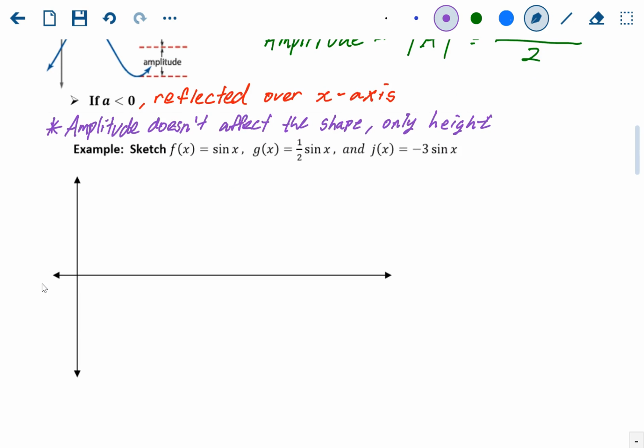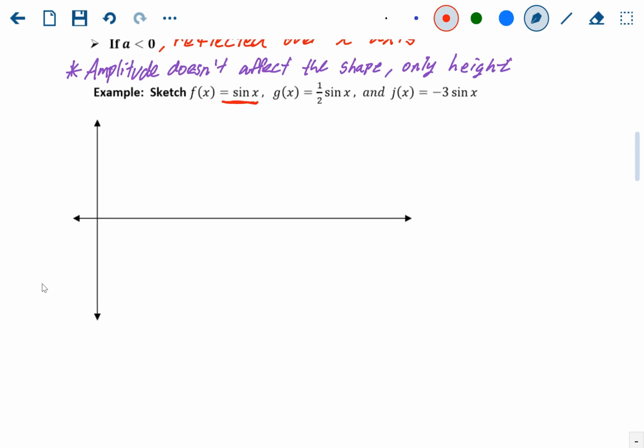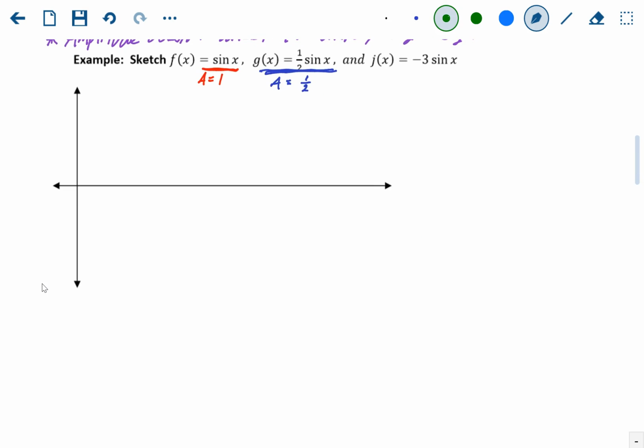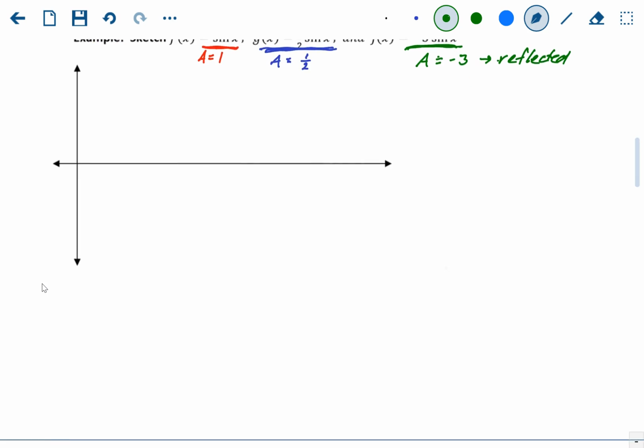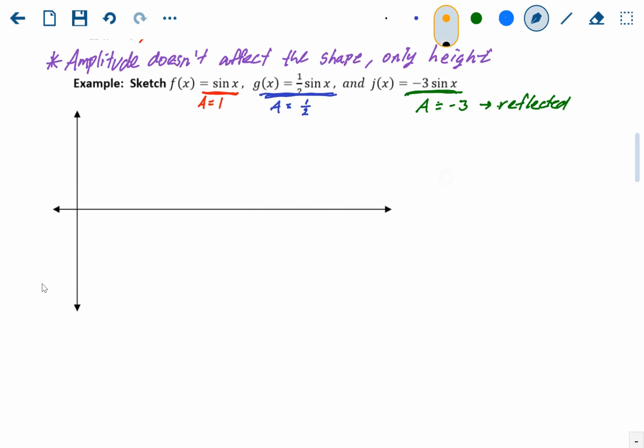Okay, so in this example we have 3 separate sine graphs. We've got sine of x, 1/2 sine of x, and -3 sine of x. That first one, sine of x, has an amplitude of 1, an A value of 1. The second one has an A value, or an amplitude, of 1/2. And the last one has an amplitude of 3. It has an A value of -3, so the absolute value of that is 3. And that just means it's reflected. So this one's going to change direction a little bit. All right, but all these periods are the same. Remember the parent function period is just 2 pi.